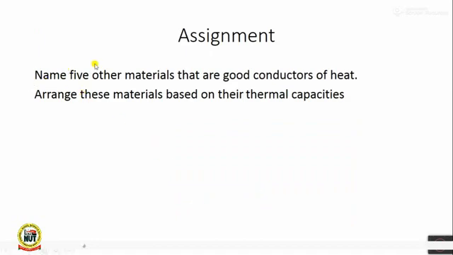This is a take-home assignment for you. Name 5 other materials that are good conductors of heat. Arrange these materials based on their thermal capacities.